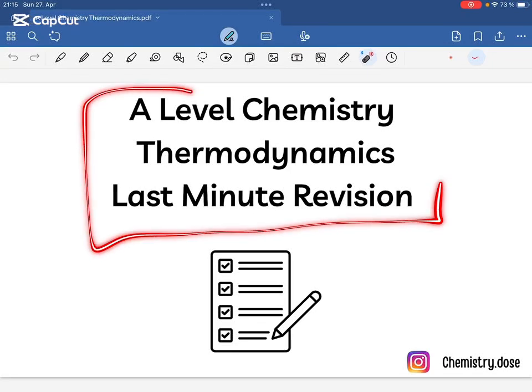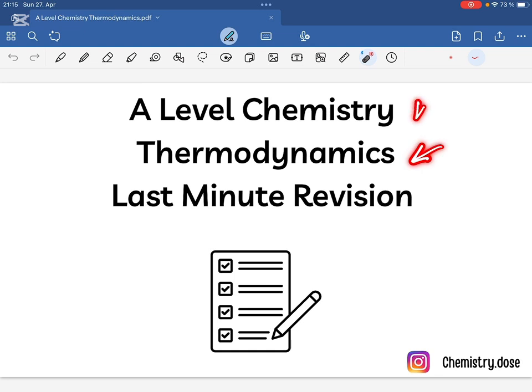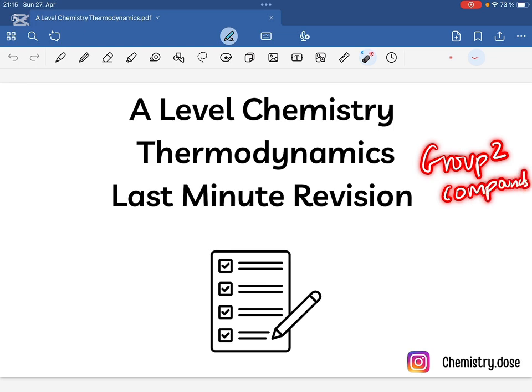In this session, we're going to go over the concepts related to thermodynamics for students taking A-level chemistry. We're going to go over the lattice energy, the Born-Haber cycle, and the enthalpy changes of solution and hydration. We're also going to look at entropy, Gibbs free energy, and the trends in solubility and thermal stability of group 2 compounds like the group 2 nitrates and the carbonates.